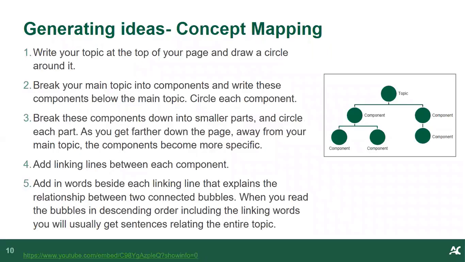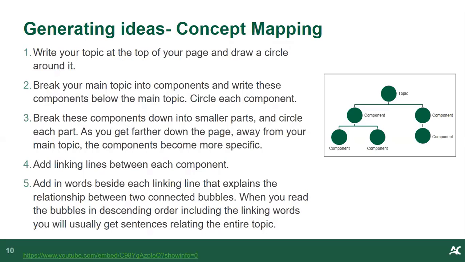You can also generate ideas by concept mapping. If you want to learn more about this, you can Google it on the internet. Basically, what you would do is write your topic at the start of the page and draw a circle around it. As you go down the page, you want to break each term of your original topic into main components and circle each component. As you break it down into smaller parts, you get further down the page away from the main topic, and the components will become more specific.